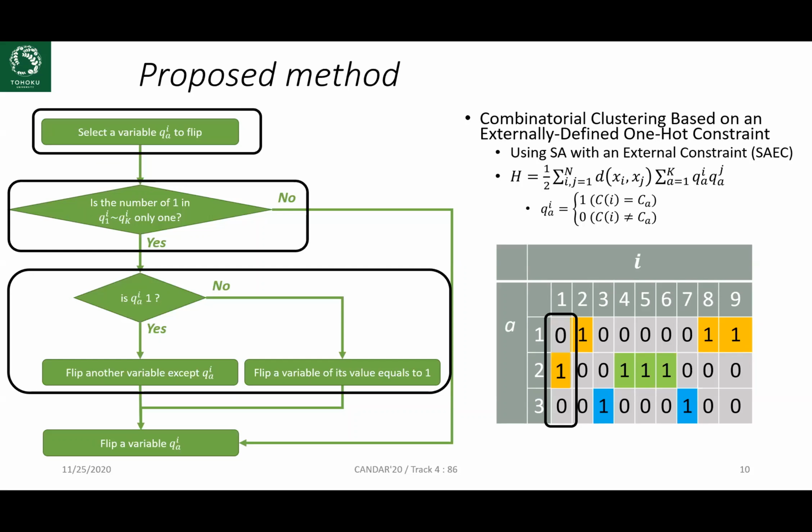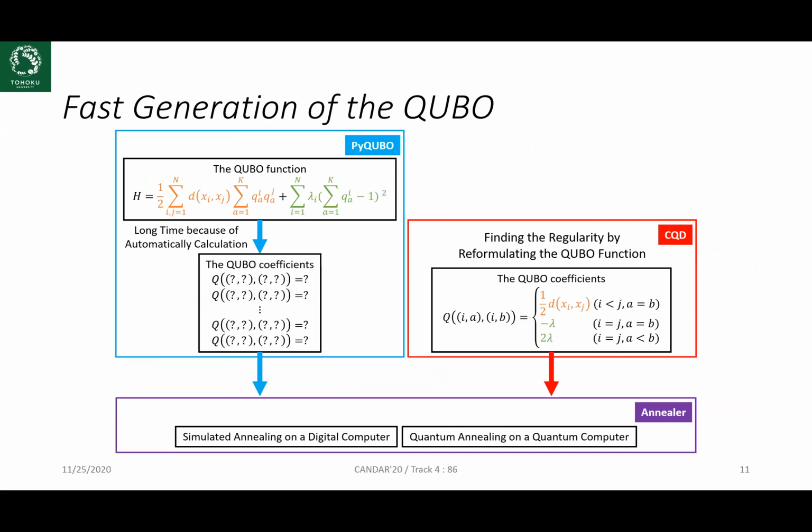When Q_Ai is 1, to prevent the constraint violation, SAEC controls the solution to satisfy the constraint by simultaneously flipping either Q2i or Q3i when Q1i is flipped. This allows SAEC to search for solutions by satisfying the constraint efficiently.